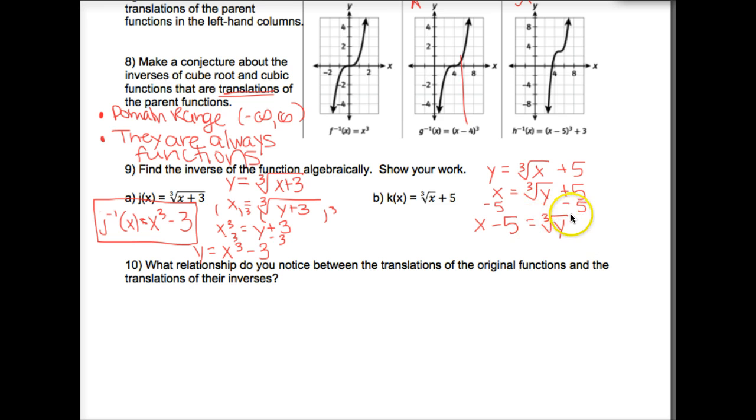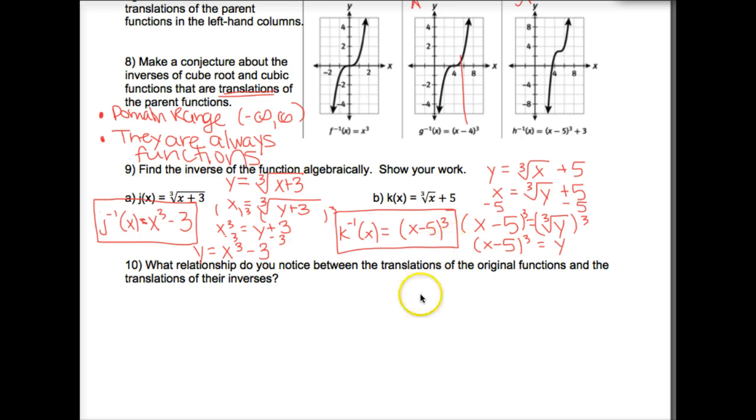Okay, so now the radical is alone, which means now I can get rid of it by cubing both sides. That gives me x minus 5 cubed. You do not have to FOIL that out. We've been leaving them in the parenthesis form. And over here we just get y. So y is now alone, which means I'm ready for my final step of putting in the inverse notation. And so k inverse of x is x minus 5 quantity to the 3rd power.